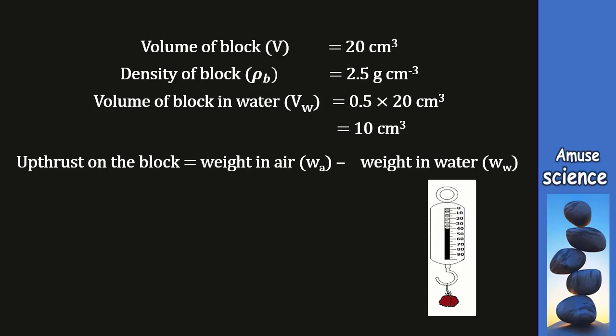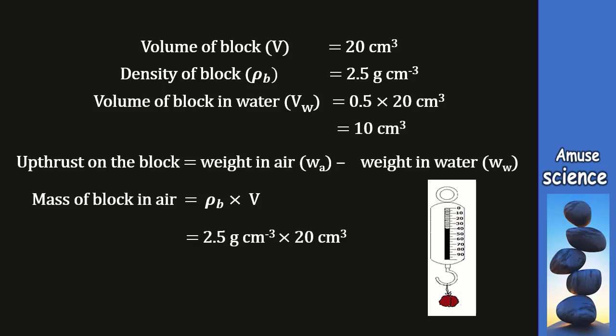In this case, we can write that the mass of the block in air would be equal to the density of the block times the volume of the block, instead of dealing with the weight. So we are going to have 2.5 grams per cubic centimeter times 20 cubic centimeters. And this is going to give us 50 grams. So the weight of the object in air corresponds to its mass in air, and the mass in air is 50 grams. In other words, when it was first suspended by the spring balance, it weighed 50 grams.